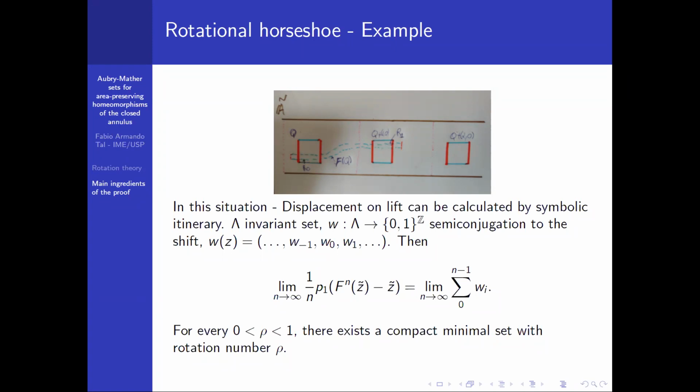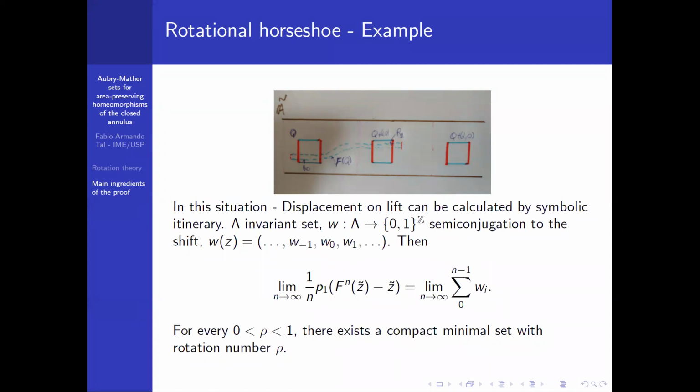So then you can calculate the average speeds at which points are moving just by looking at the coding of these points by this horseshoe. So you see the coding, and you say, okay, I have this coding w_i, and if I see a 0, I stay. If I see 1, I move 1 to the right. And then my average speed is just the sum of the entries divided by the number of entries. And if this limit exists, then you can say that you have an average speed.